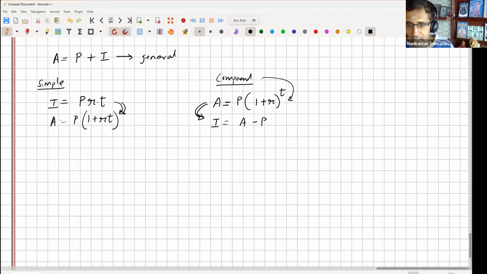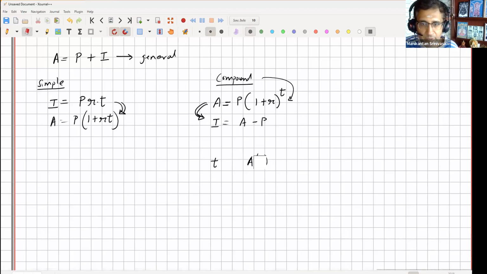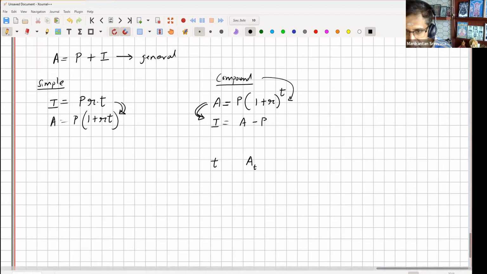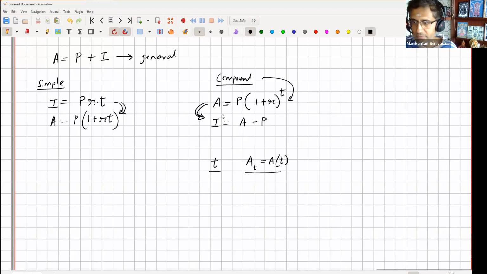Why? Because if I put t, and if I put amount as a function of t, right? I am writing A of t, like a function of t, or I'll just say A suffix t. Both mean the same. Whenever you see something like this, A t, if you are new to functions, you can almost assume it's like y equal to f of x, that type of thing, right? All of you have some basic introduction to functions, right? You would have seen some functions.